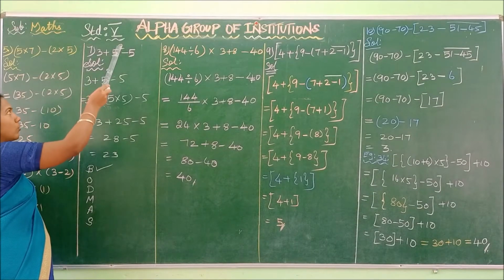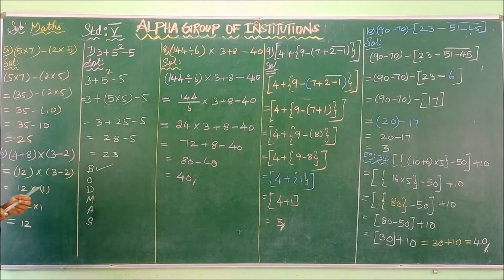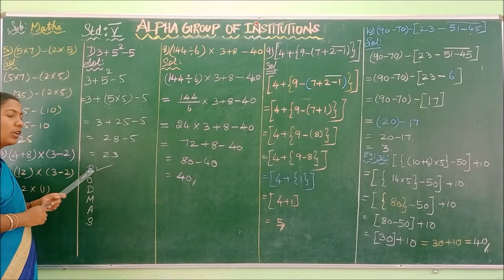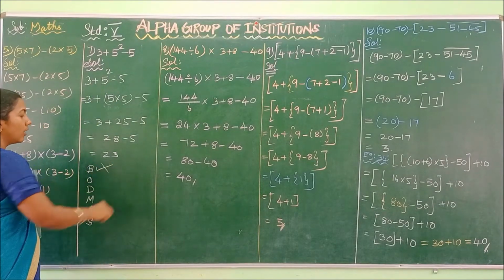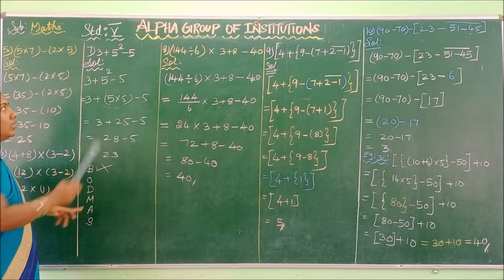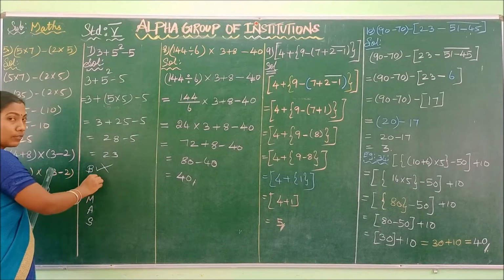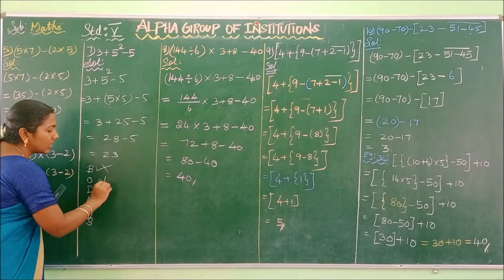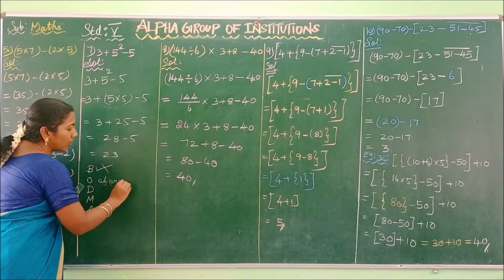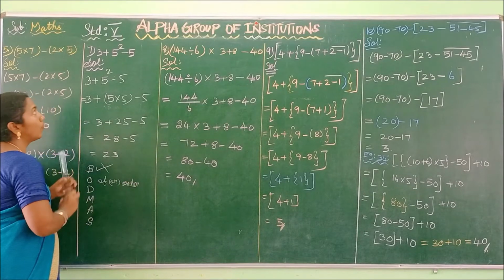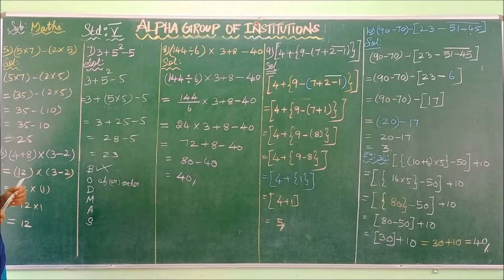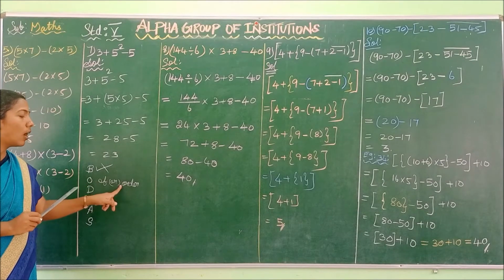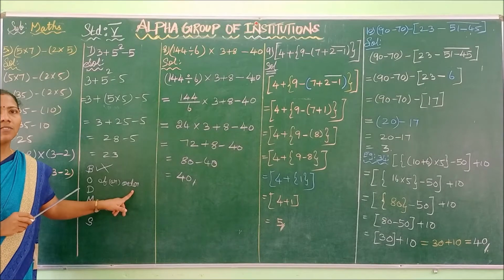See the next one. 3 plus 5 square minus 5. Thus the given expression has the 5 power 2 expression. According to the Bode-Morse rule, first you have to evaluate the bracket, but in this expression we have no bracket. Next you have to evaluate half, but we don't have half. But O stands for half or order. Here we have order, that is 5 power 2. So you have to evaluate 5 power 2 first.